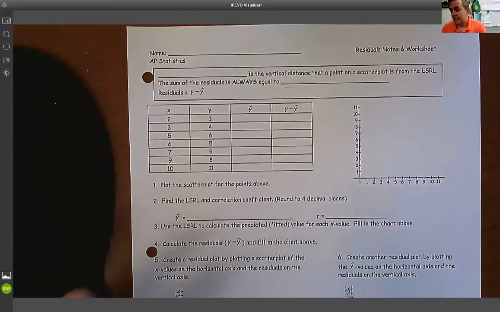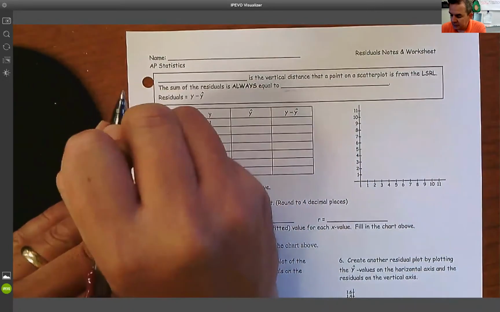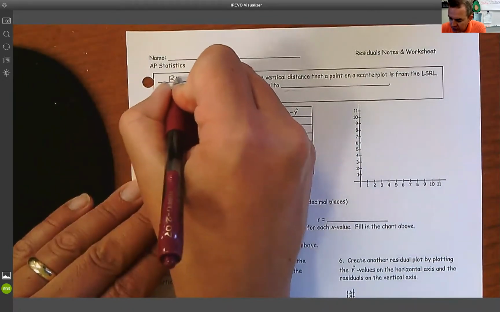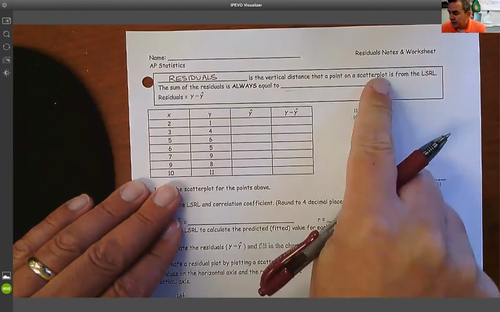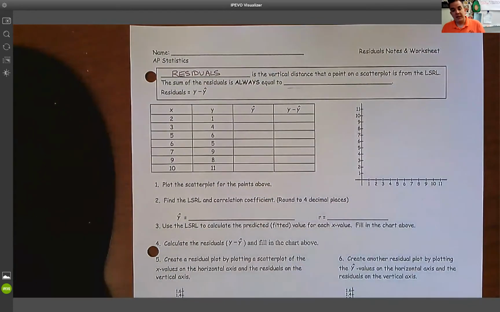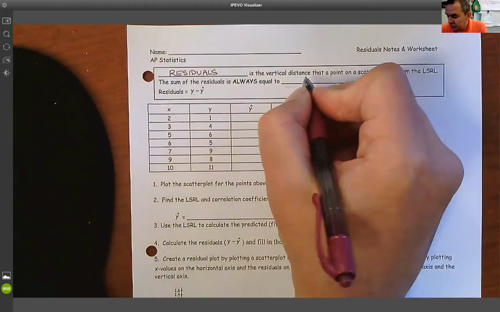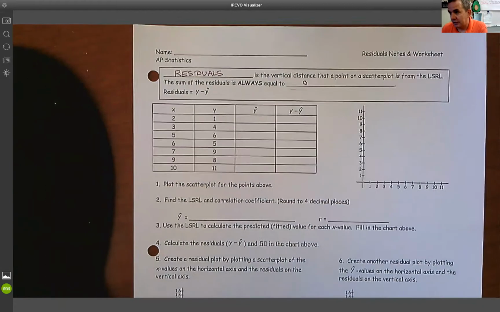Screen. So, okay, this is what we kind of worked on in class. So let's do a quick review. We talked about last time that the residuals are actually the vertical distance between the point in the scatter plot and where we would predict it using the LSRL. The sum of the residuals is always going to be equal to 0 when we do that. That's the whole point of an LSRL.